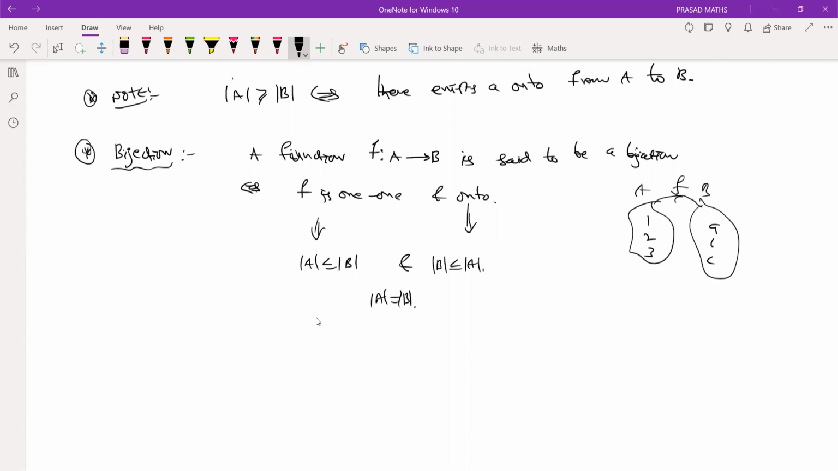Suppose you take A with 1, 2, 3 and B with a, b, c. Is this a bijection? Yes, because it is one-one as well as onto. There is no free element in B, and distinct elements of A have distinct images in B under the function f. Therefore, it is one-one. Now, suppose you take a second example.